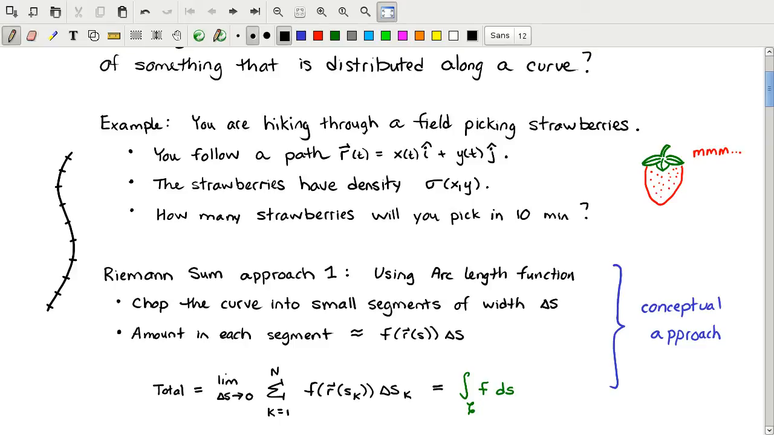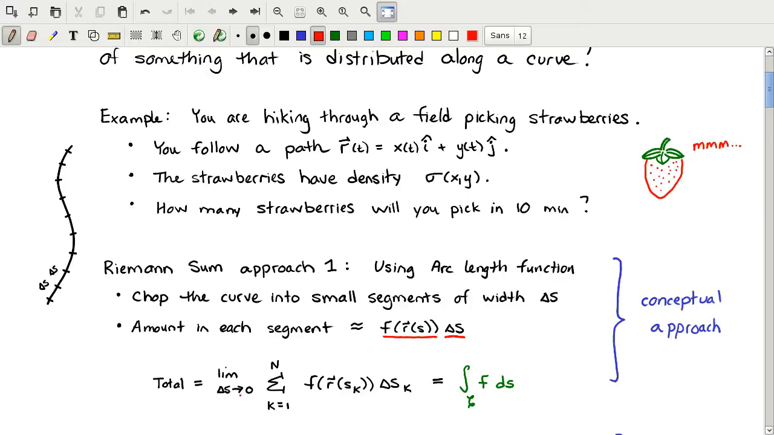Then I say, what is the amount of strawberries in each segment? Well, that will be my density function. Here I've called it f. This will be delta s, and it will be the concentration of the strawberries along that width times the width of this segment. Okay, so the amount in each segment will be the concentration of strawberries along that meter of path times the length of that meter of path, which is 1 meter. So then we just use a Riemann sum to sum these things up.